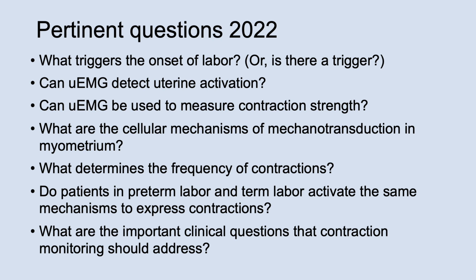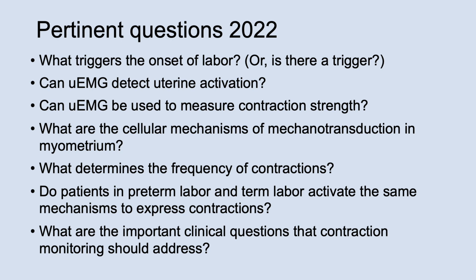Next, I'd like to address 7 questions that refer to fetal monitoring and the measuring of uterine contractions and activation of the uterus. These are 7 questions that I feel are important, and if you ask any of the other researchers in the field, I think you'd probably get 7 different questions. But I think these are important to address in the near future. First is what triggers the onset of labor, or even is there a trigger? There may be multiple mechanisms to start the contractions, and right now the field is wide open.